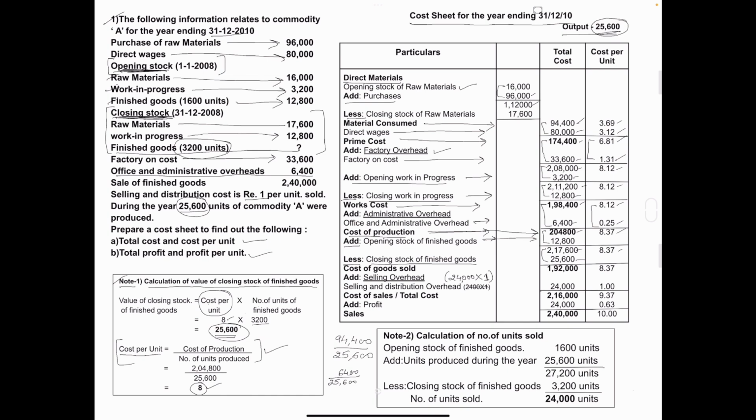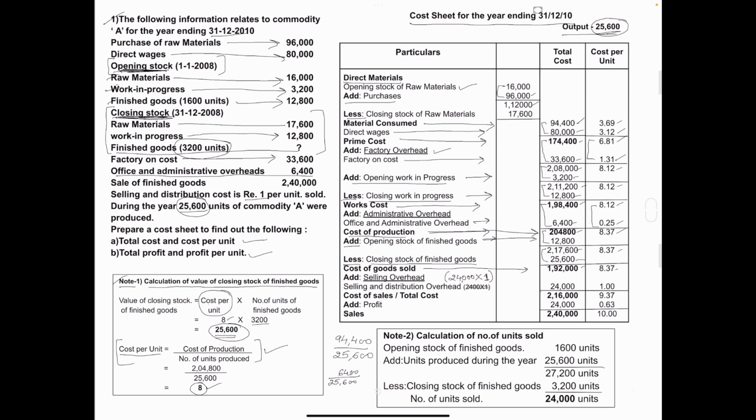Less, from 2,17,600 minus closing stock of finished goods, that is 25,600, and the amount is 1,92,000. This is called cost of goods sold.